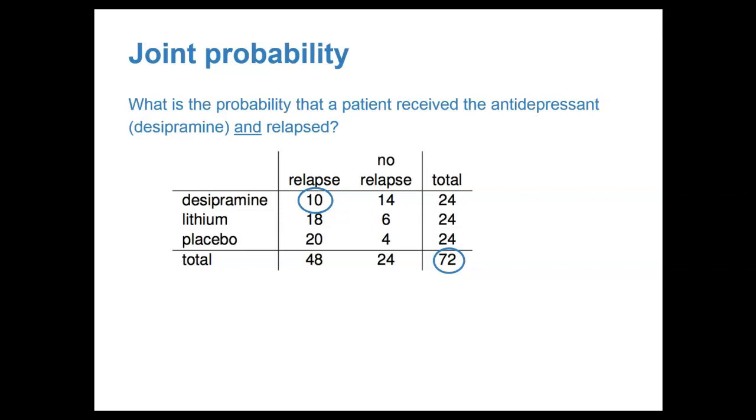So the joint probability in this case would be the 10 patients that received disipramine and relapsed out of the total number of patients, which was 72. So the probability of relapse and using disipramine for treatment is 10 out of 72, or approximately 14 hundredths, which again could be expressed as 14% chance that they relapsed and used disipramine.